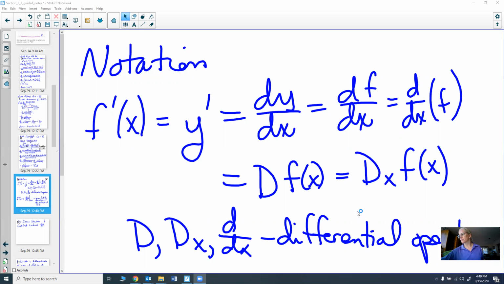So first off, sometimes we don't need to use f prime. Sometimes we could use y prime. If we don't like f, we can use y. Remember, f and y are the same thing. They both mean functions.